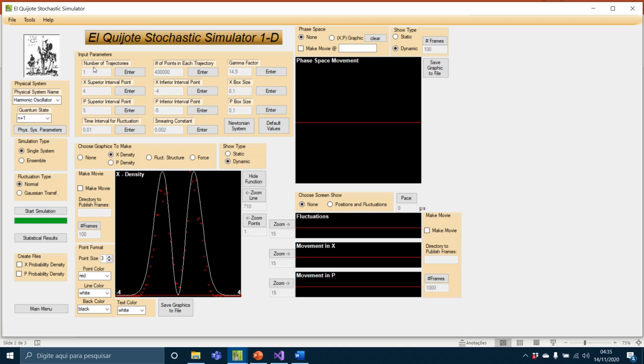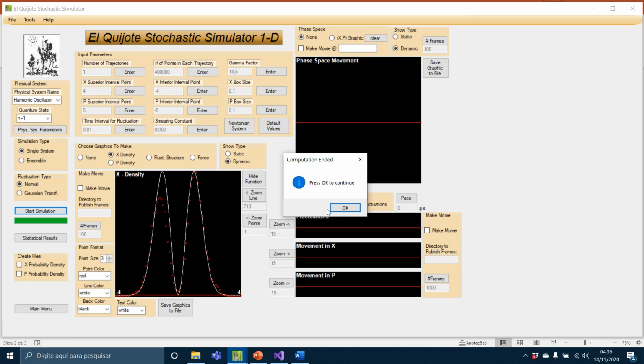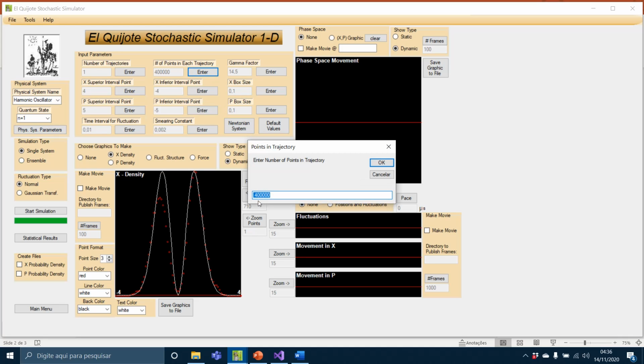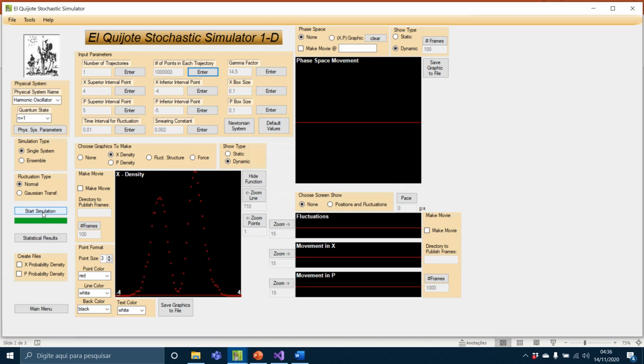Let us see. You see here that this is a single system with 400,000 points in the trajectory. So let us see. Look at the transient situation, how this situation is having large changes here. The particle is passing from one region of the configuration space to the other. I may make the simulation again with more points if you want to see that this improves the result. I will put 1 million points in the trajectory and make again the simulation to see that the results improve.